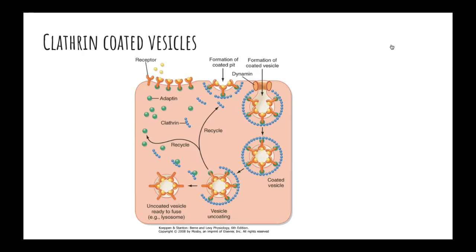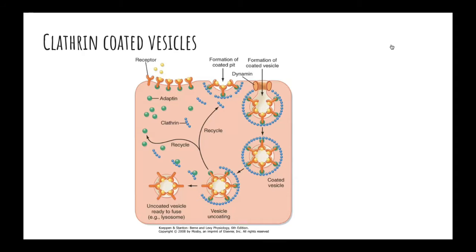Clathrin-coated vesicles. Clathrin-coated vesicles bud off of the Golgi apparatus for secretion, and then bud off of the cell membrane for endocytosis. At the cell membrane, each individual vesicle starts off as a clathrin-coated pit.